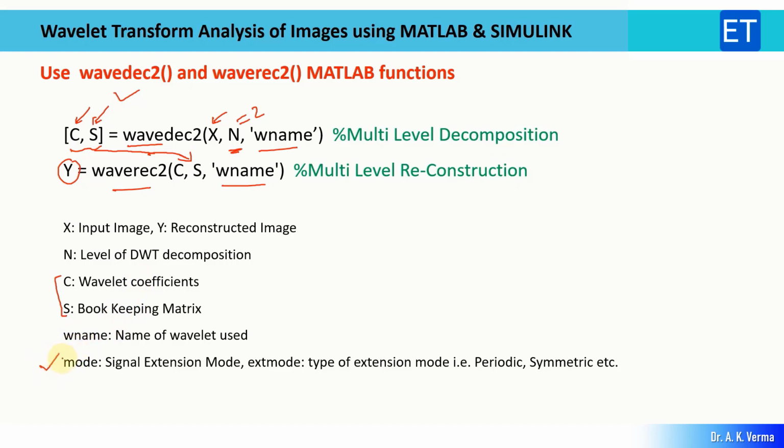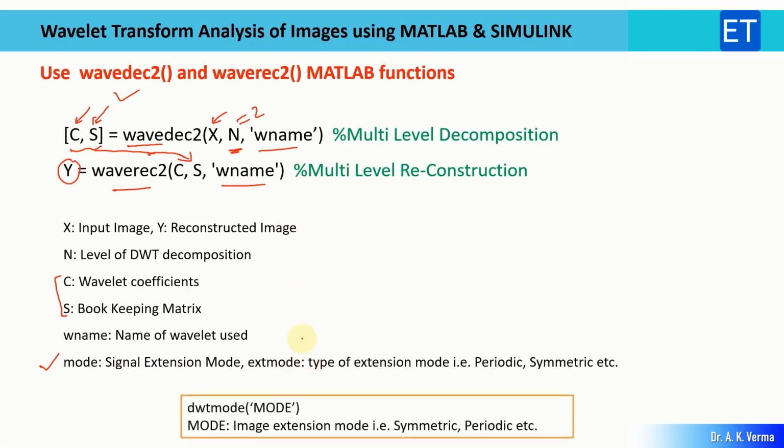Here the signal extension mode is also needed. For example, as in the previous case it was passed inside the function, now here it is passed outside the function as this MATLAB command. So before executing these two, you need to execute this function dwtmode, and in mode you will write the name of your extension. For example, if you are using the periodic, in place of mode you will write simply per like this. So your extension mode will be periodic, right?